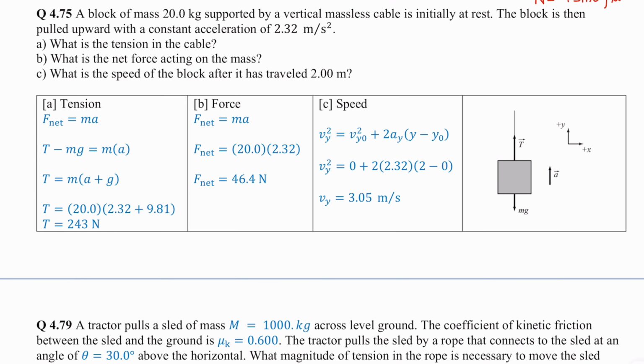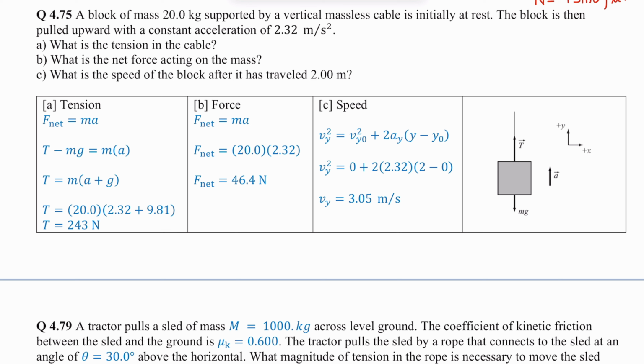Okay, next question. A block of mass, M is given here, 20 kg, supported by a vertical massless cable, initially at rest. Initially at rest means initial velocity is 0. The block is then pulled upwards. Now you have the net force because the acceleration is given. F net. Now guys, you need to focus upon F net, which is equal to MA.